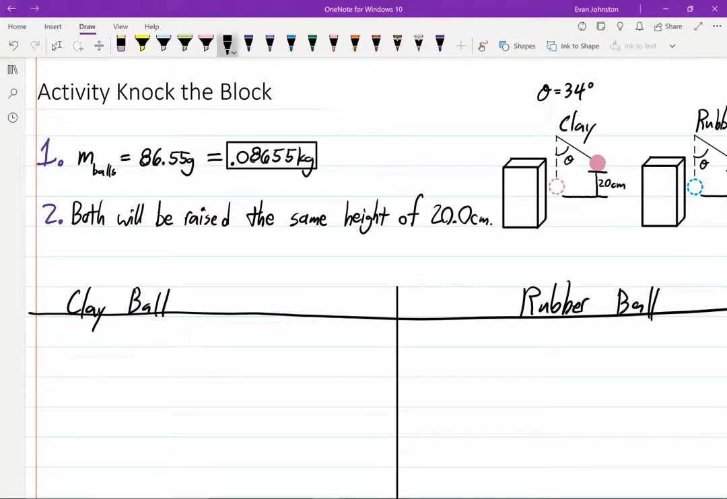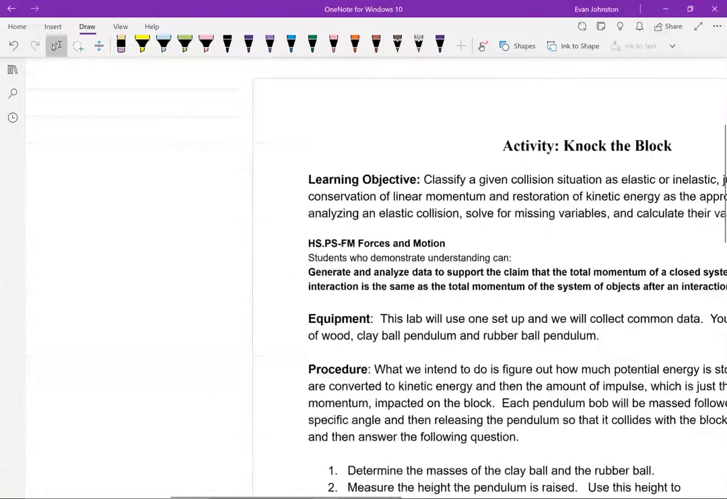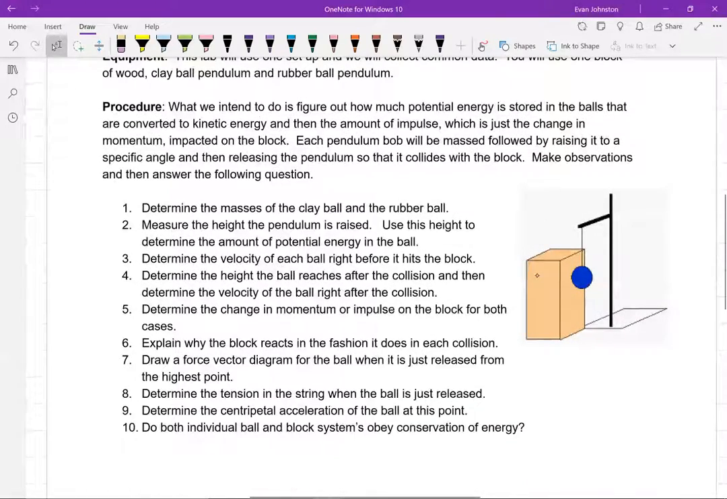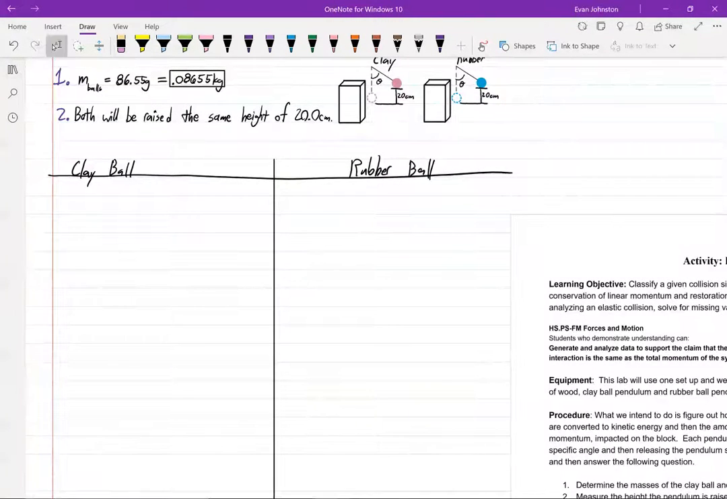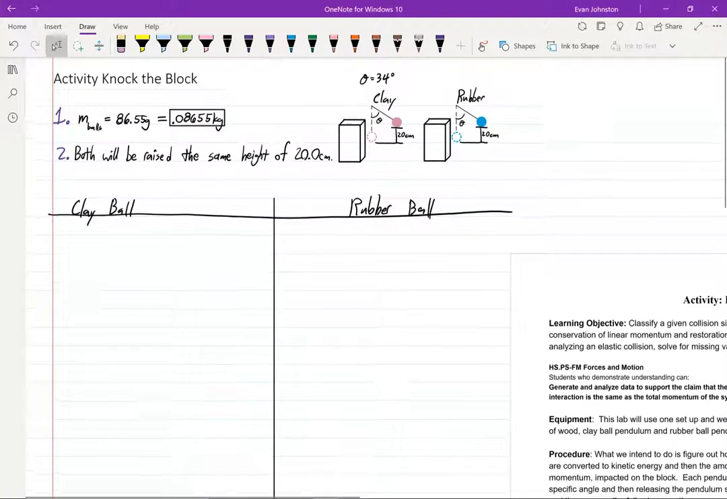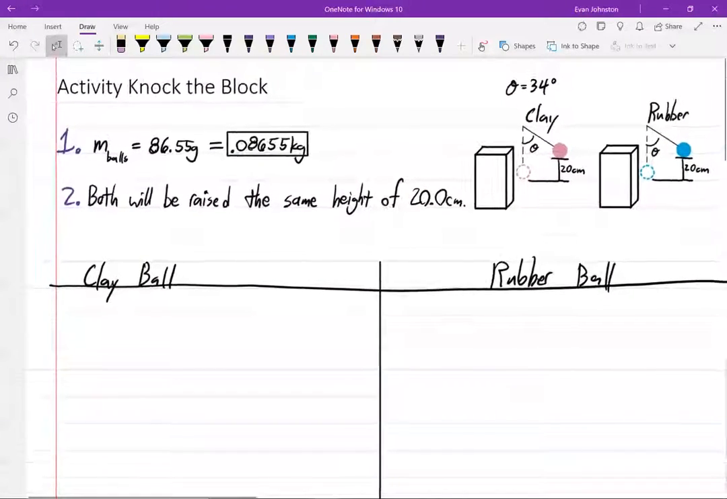And so the way this will work is I actually have the activity here and all the questions. We're going to go through all 10 of these together, but I'm going to be doing them for the clay ball and you'll be doing them for the rubber ball. You'll have both in your notebook, but I'm walking through all the steps for the clay ball. I actually have done part 1 and most of 2 already.